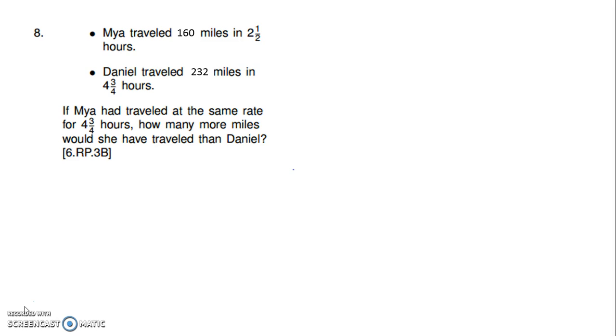It says Maya traveled 160 miles in 2.5 hours. Daniel traveled 232 miles in 4 3/4 hours. If Maya had traveled at the same rate for 4 3/4 hours, how many more miles would she have traveled than Daniel? This is really a unit rate problem.